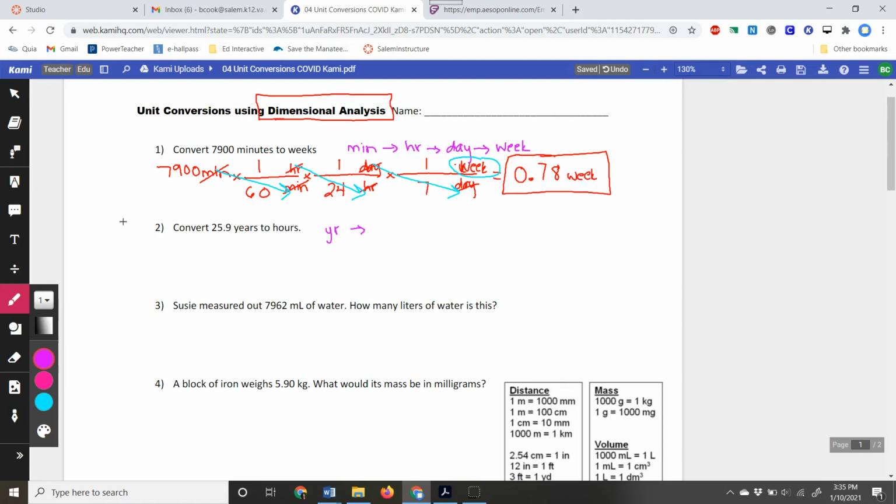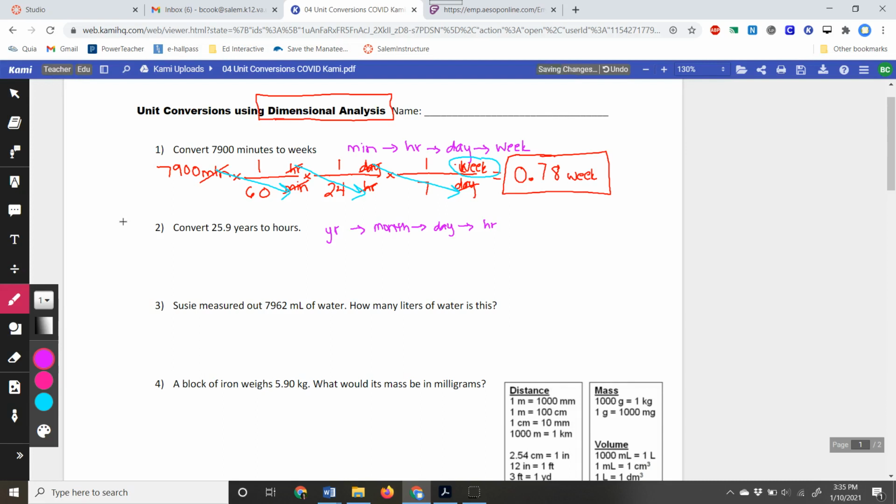So I'm going to go from years. Now there's a couple of things that I could do. I could go from years to months. I know how many months are in a year. I could also go from months to days because I know generally how many days are in a month. And then I know how many hours are in a day, so I could do that.